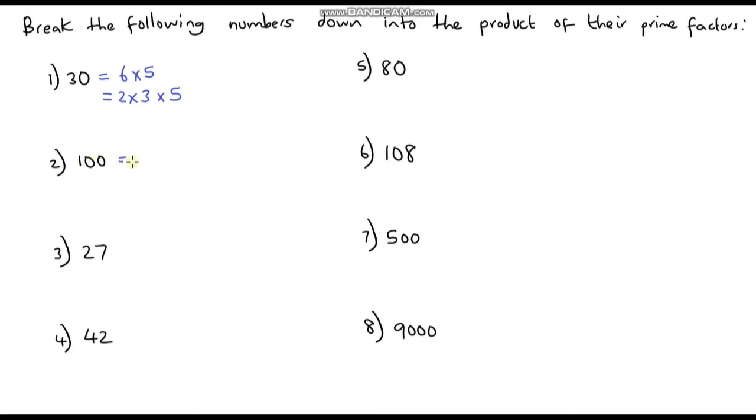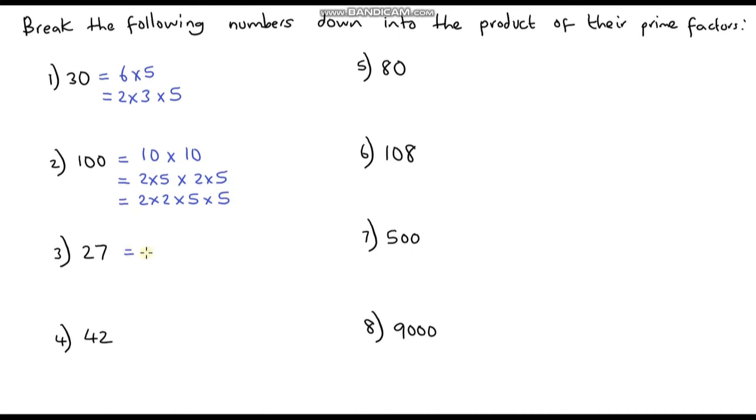100, well 100 is the same as 10 times 10. But both of these are not prime numbers. So 10 is the same as 2 times 5. We can rewrite this as 2 times 5 times 2 times 5. And the order doesn't really matter, but it's nice to put them in numerical order. So we can just rewrite this as 2 times 2 times 5 times 5.